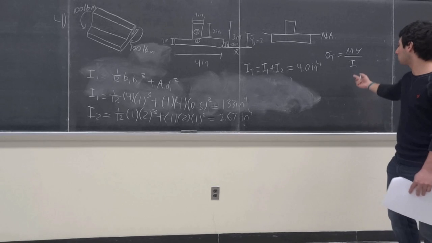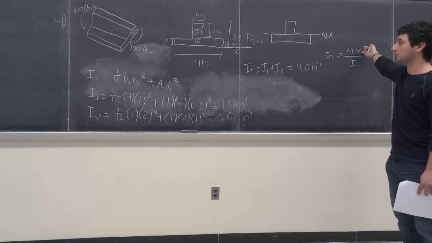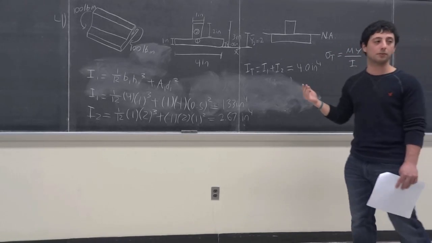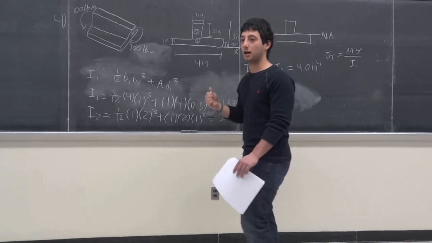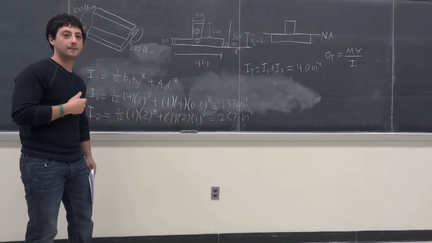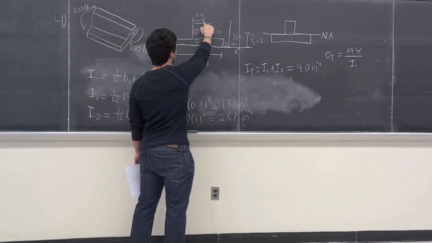So now that we have the total moment of inertia, we're going to know what is the distance for y in tension. What's the y distance we need? It's measured from the neutral axis. If we want sigma t, which is the stress in tension. What's the y value? 2, exactly. This is a neutral axis, it's just 2.